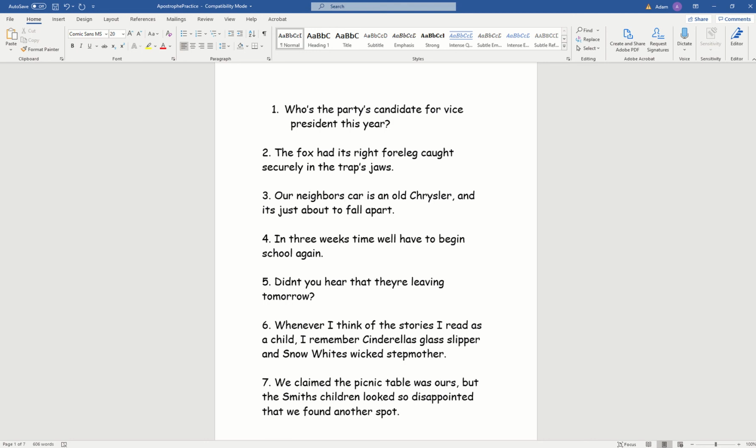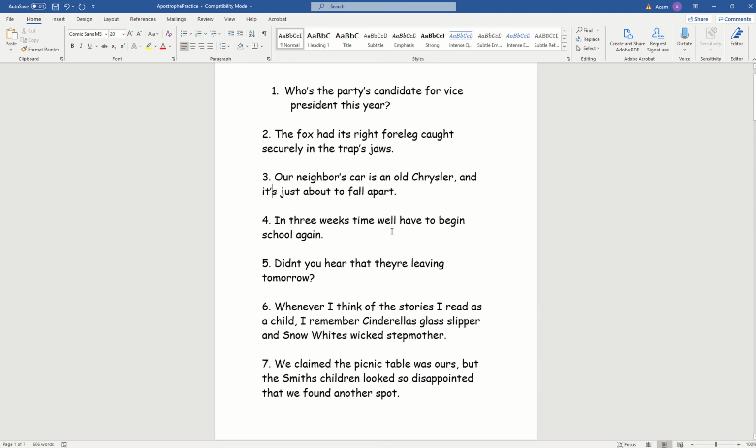So I'm going to pretend I have one neighbor. I got one neighbor. He lives by himself, and his car is an old Chrysler. So our neighbor's car, the car belongs to my neighbor. Neighbor does not end in S, so I do apostrophe S. And it's just about to fall apart. This is where it is just about to fall apart works. So I do that.